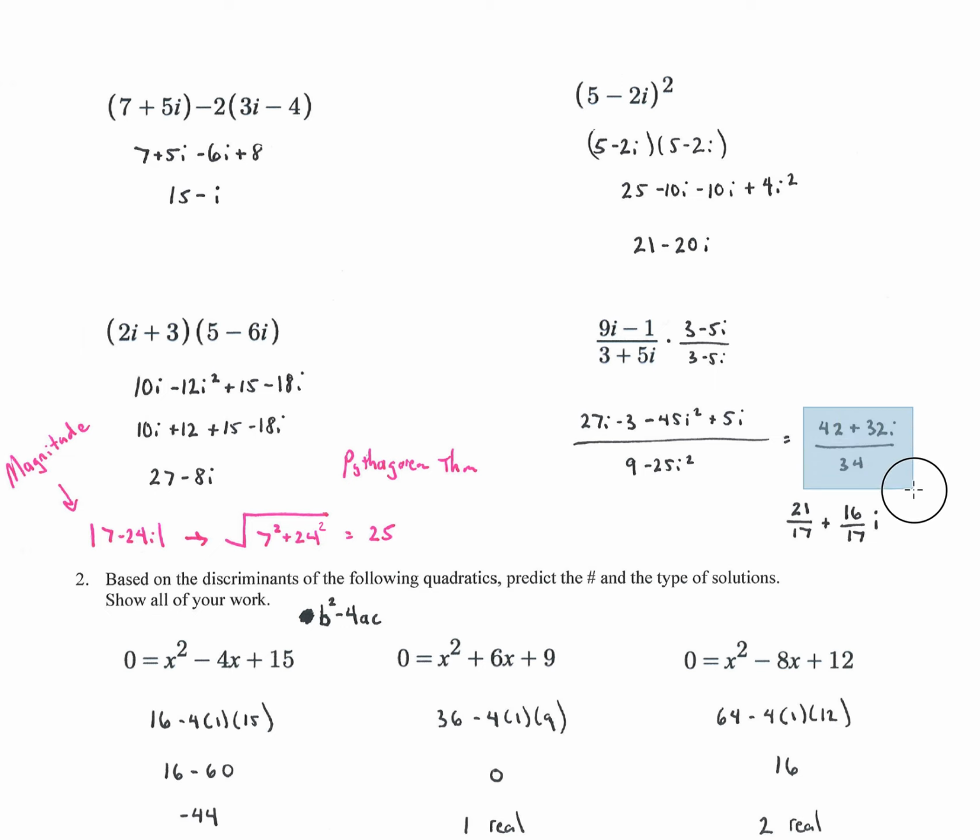And then when you get here, you do need to reduce. All of those coefficients have a factor of 2, so I can take a 2 out of all of them, and then at this last step, I just separated the real part from the imaginary part.